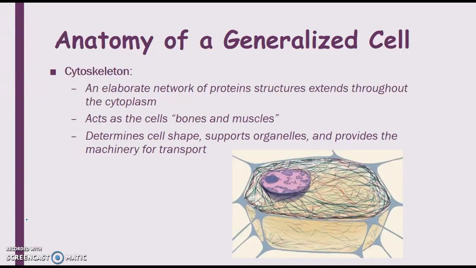Next is the cytoskeleton. The cytoskeleton is the bones and muscles of the cell. That's what we kind of call it. Now, it's not actually a bone and it's not actually a muscle, but if we were going to compare it to something, that's what we would compare the cytoskeleton to. It basically gives the cell its overall shape and allows it to have a lot of support.